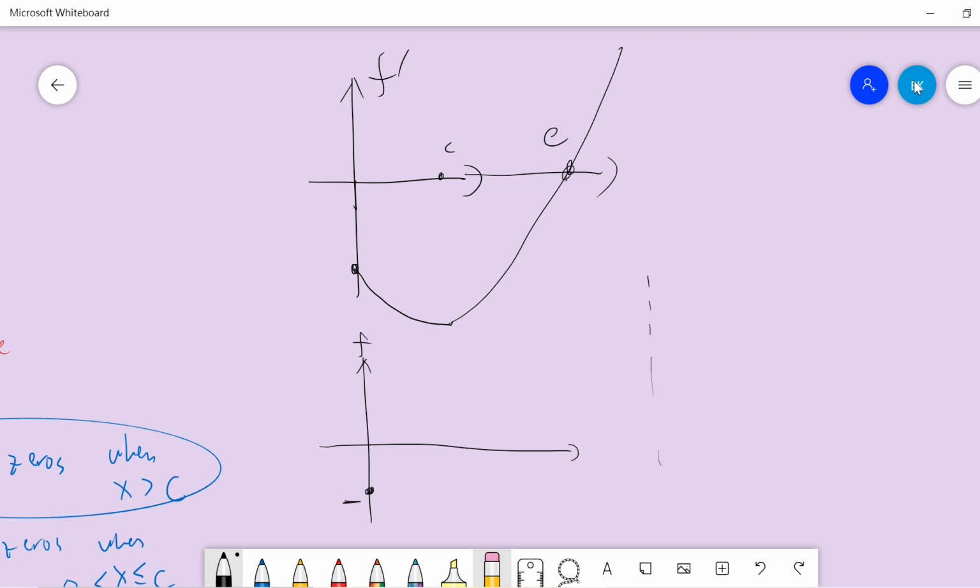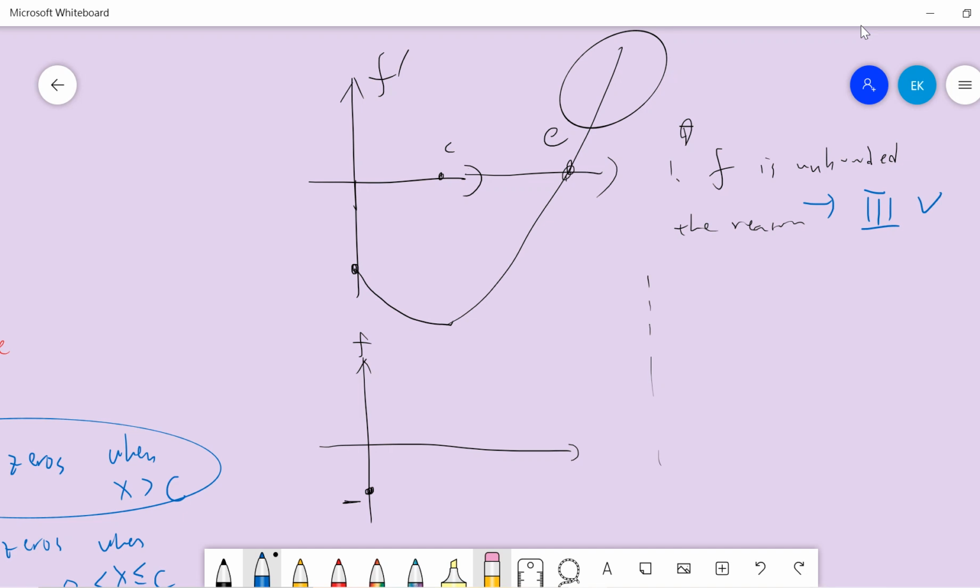Okay, so the first thing is f is unbounded, and the reason is the same as before: since we know that f' can be arbitrarily large, f can be arbitrarily large, so f is unbounded. So the third is correct. And the second, f has a unique 0. This is also correct.